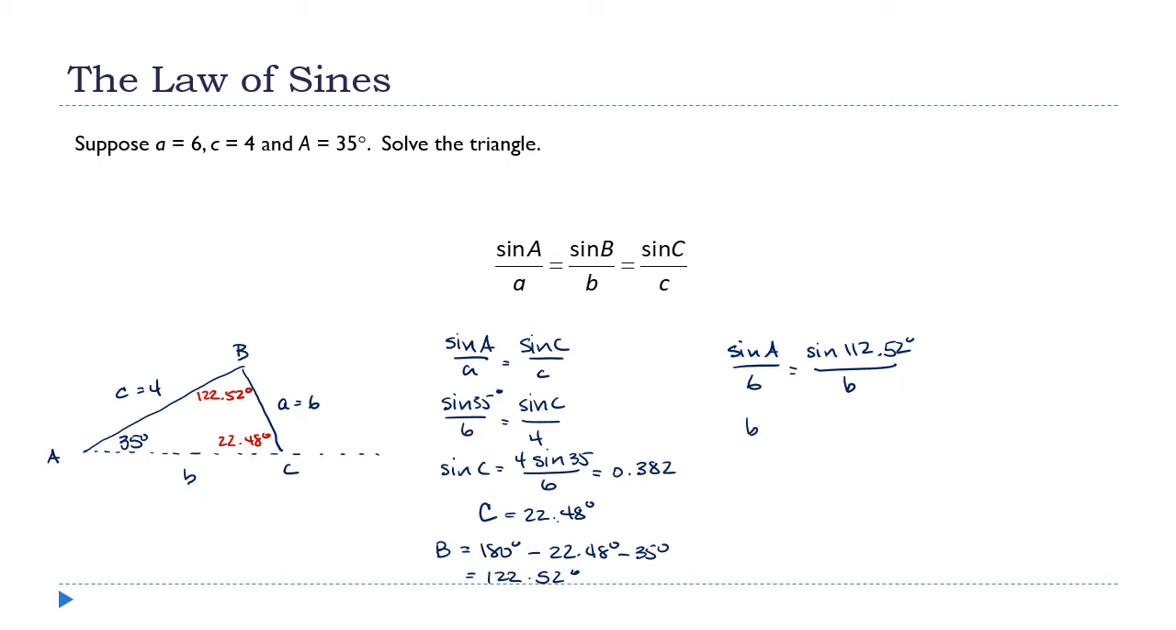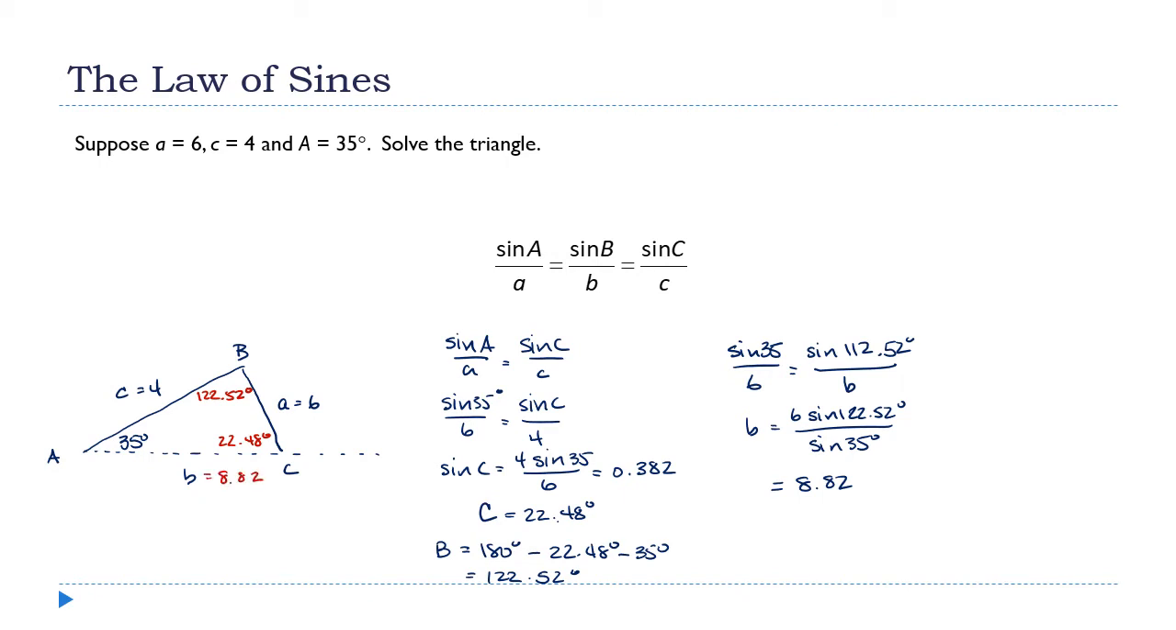Okay, so B is, what is A? Sorry, I know angle A. Put 35 in there. There you go. Mixing formula and numbers. Okay, so let's solve this for B. B is equal to 6 sine 122.52 divided by the sine of 35 degrees, which means B is, according to my calculator, 8.82. There you go. I have solved my triangle.